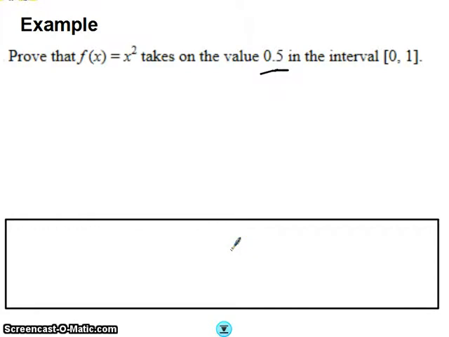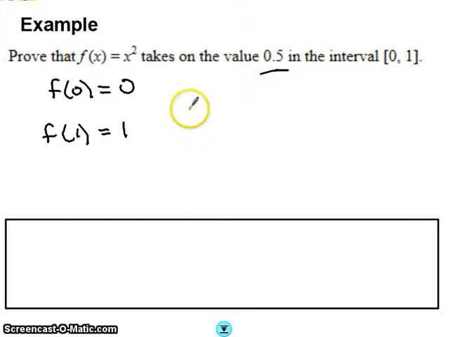So how do we do that? Well, we're going to evaluate the function at each endpoint of the interval and see that when we substitute 0 into that function, we're going to get 0. And when we substitute 1 into that function, we're going to get 1.